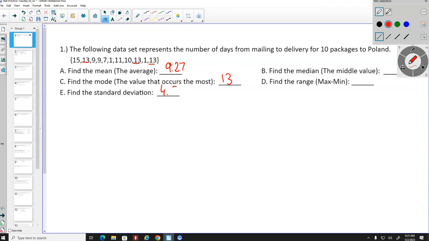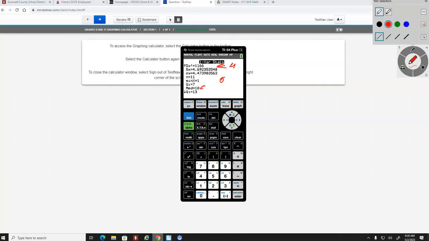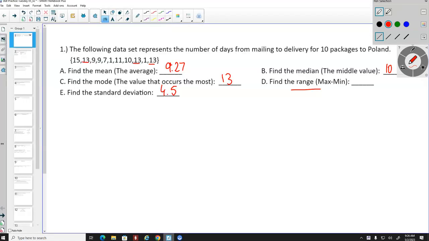Okay, now the range is the maximum minus minimum. So again, we're going to find our maximum. Our minimum right here is 1. And our maximum is going to be, let's scroll down. Maximum is 15. Okay. Our minimum is 1. Maximum is 15. We're going to subtract 15 minus 1, which is 14. So our range is 14.